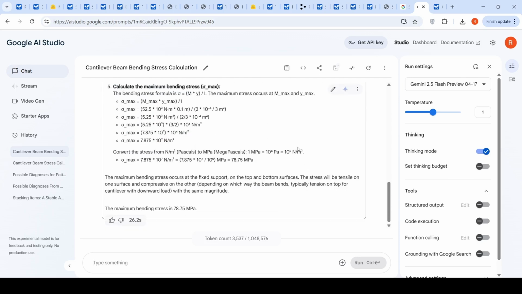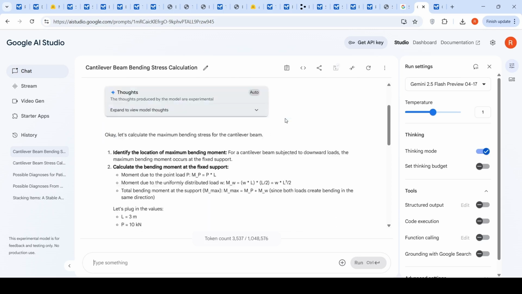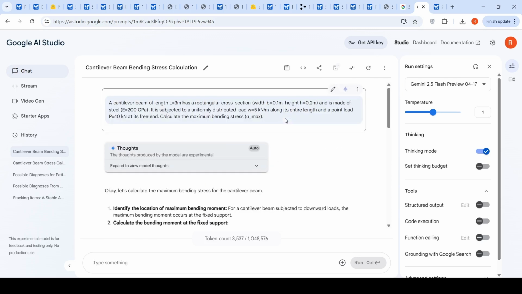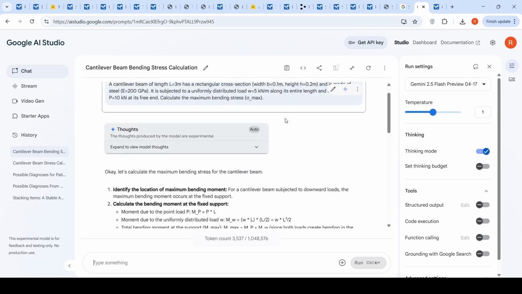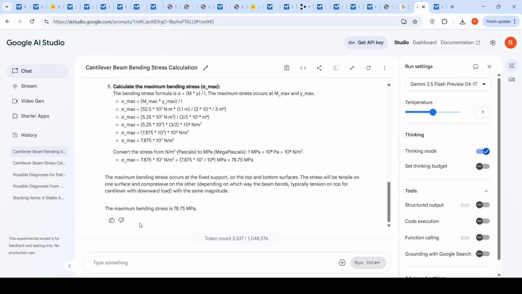It has given a solution: the maximum bending stress is 78.75 MPa. I cannot verify the answer because I'm not an expert in this kind of calculation, but this was with the thinking mode. And this took close to 26.2 seconds.